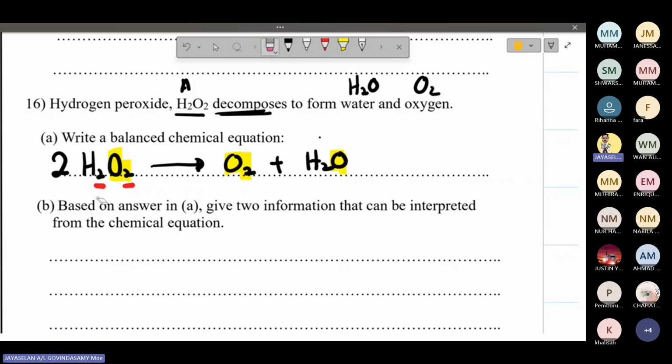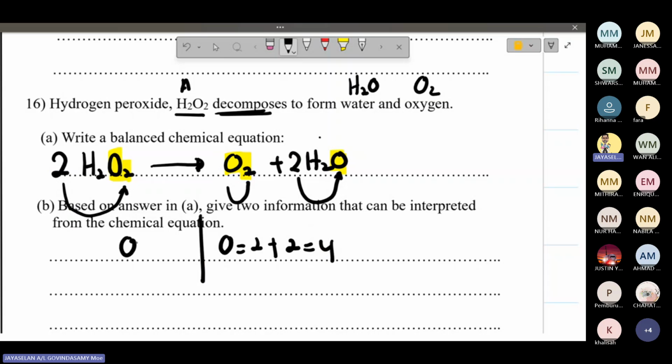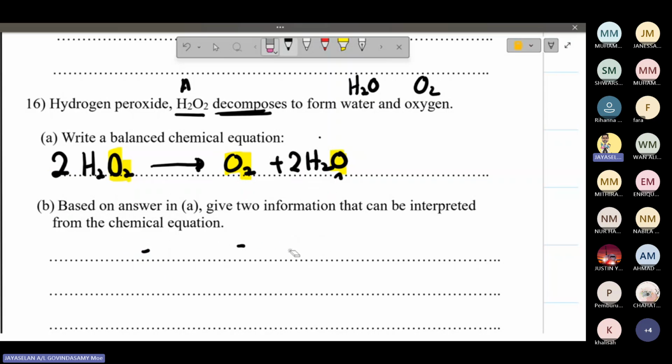In front, put 2. Okay, after you already put 2, 2 times 2, 4 hydrogen. Sudah dapat 4. So hydrogen sudah balance. Okay, oxygen 2 times 2, 4. Oxygen sini 2, tambah di sini 2, total 4. Oxygen di sini sudah 4. The equation balance. Okay, for this how to describe, you tengok contoh yang ada di situ. Any question? No question? Okay, so far understand?